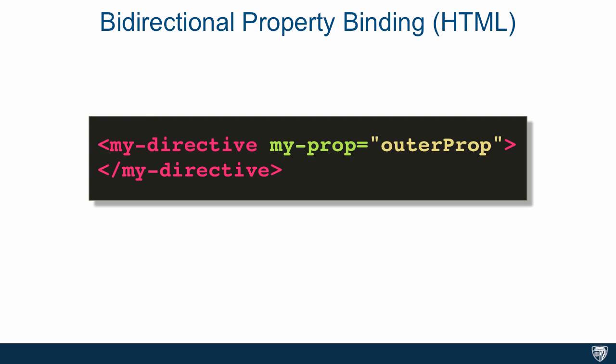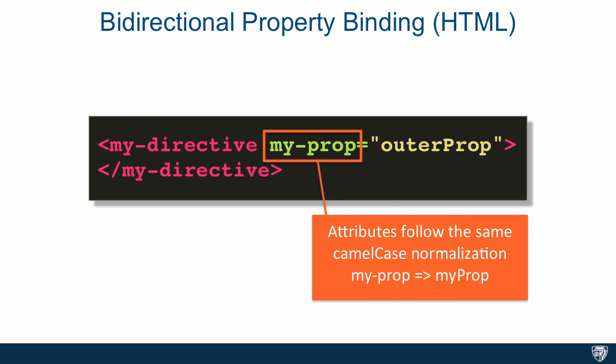In our HTML template, we specify my-prop attribute using the same normalization rules we use for the element name. In other words, we lowercase the name of the attribute and then separate its parts with a dash. AngularJS will normalize it to match it with our myProp property in the directive.